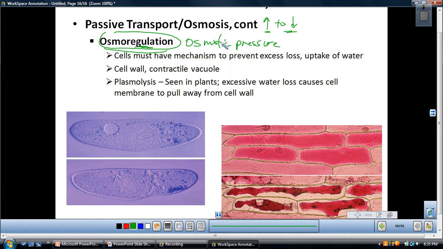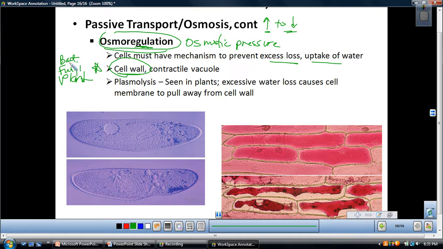Because water is going to go from a high potential to a low potential, some organisms must have a way to counteract osmotic pressure, or else they literally could burst or not be able to maintain homeostasis. Some cells have mechanisms to prevent excess loss or uptake of water. One example is a cell wall. If it's a bacteria, a fungus, a plant, or some protist, the cell wall physically prevents the cell from exploding or from shriveling up, because the cell wall is a rigid structure.